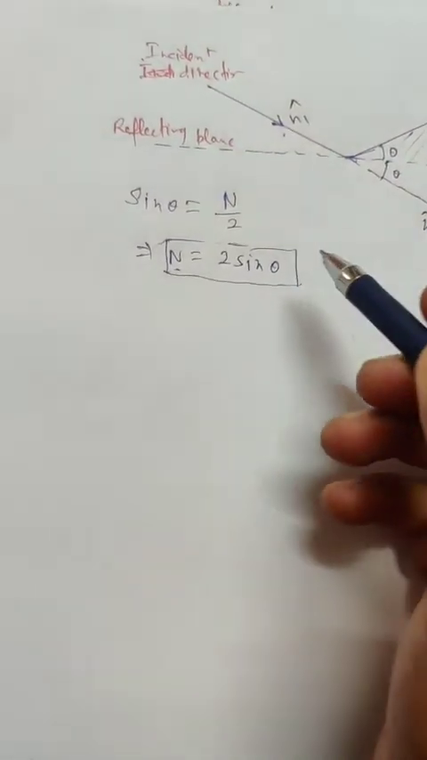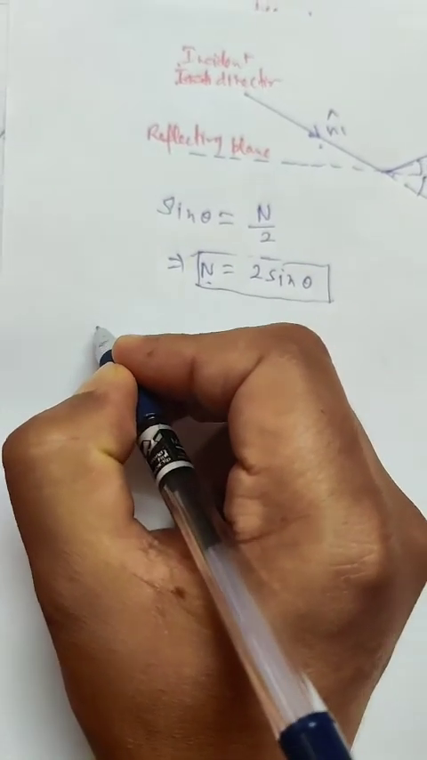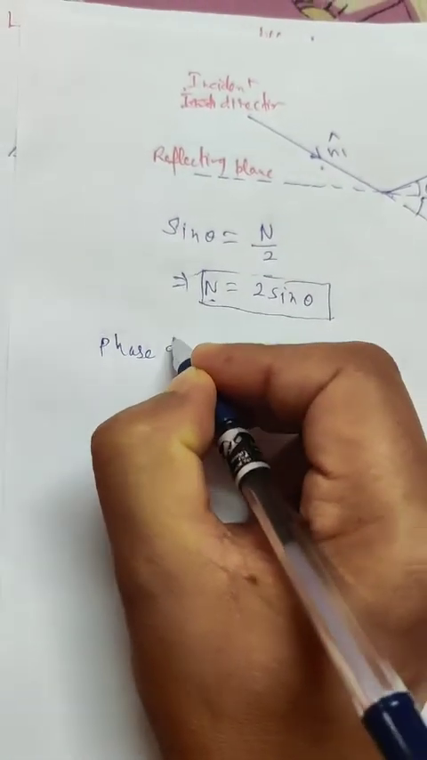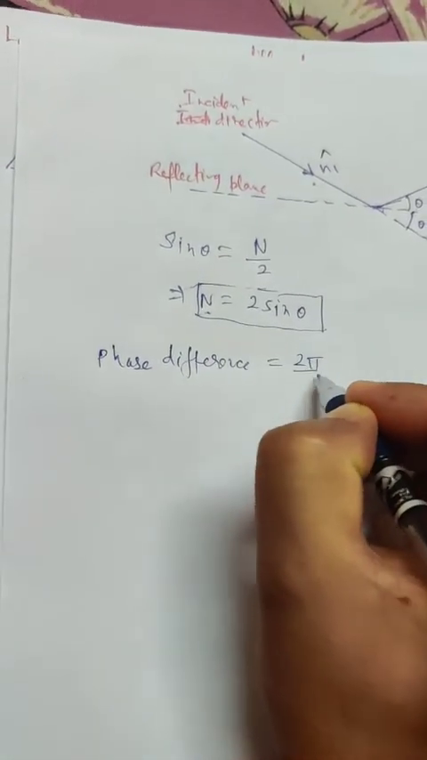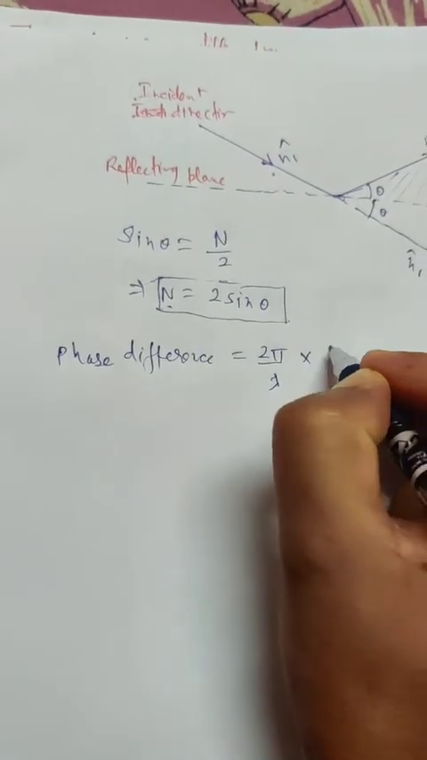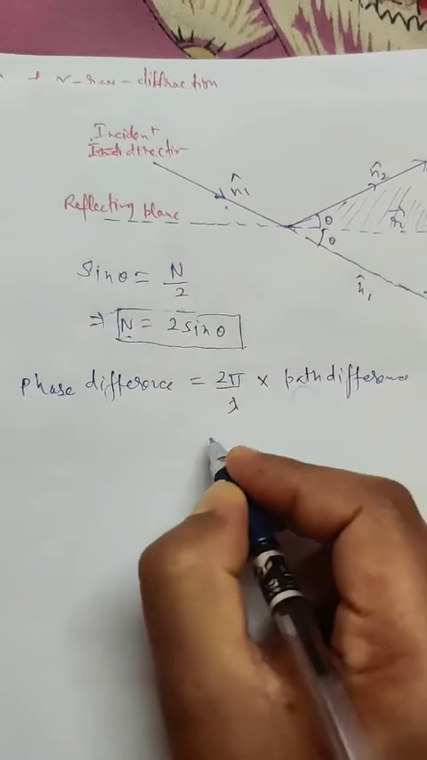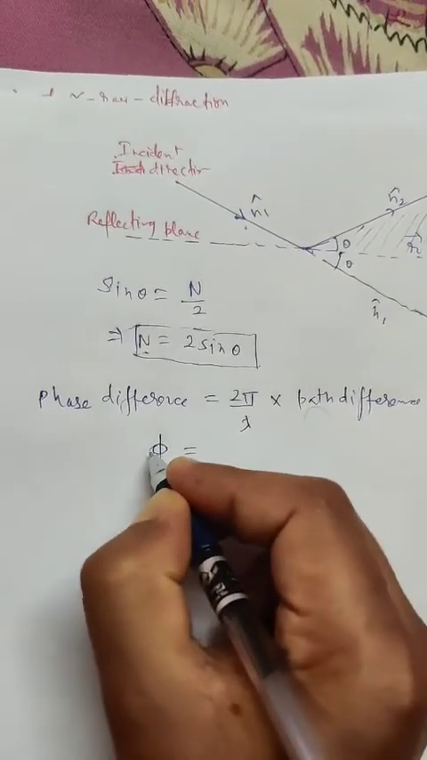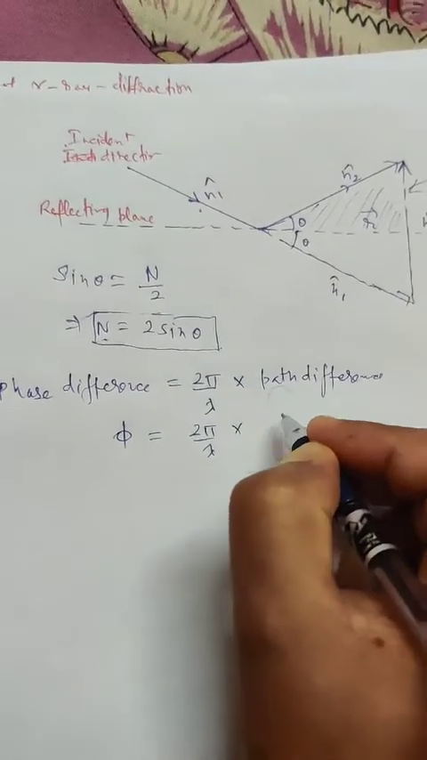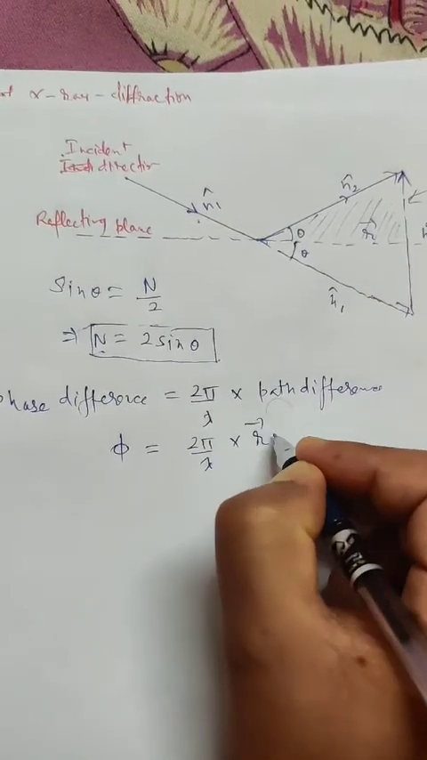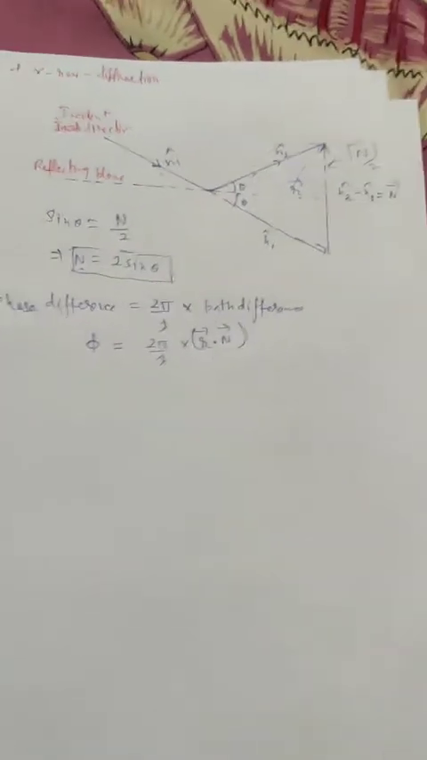So we have also derived that n is equal to 2 sine theta from this vector diagram. Now we have found the path difference, so now we will find the phase difference. The formula for the phase difference is 2 pi upon lambda into the path difference. So phase difference, denoted by phi, will be 2 pi upon lambda into delta. What is delta? Delta is equal to r dot n. This is the phase difference we have found.